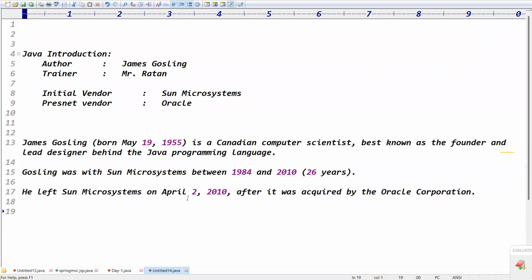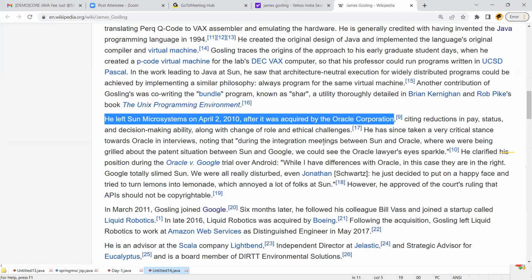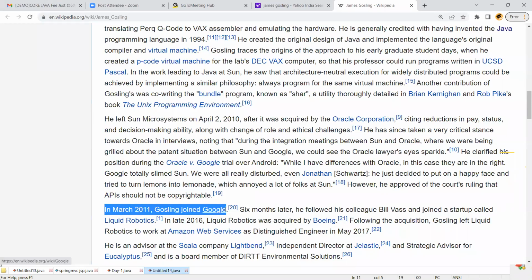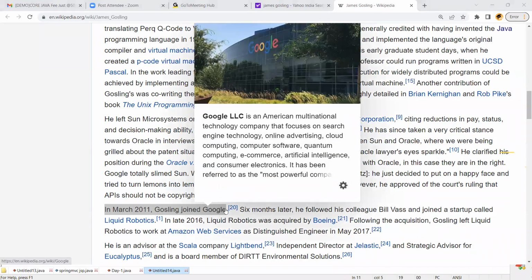In 2010, Sun Microsystems was acquired by Oracle Corporation. From 2010 onwards, the Java product is from which company? The present vendor, Oracle Corporation, right? The initial vendor and the present vendor. Very valuable information. In March 2011, James Gosling joined Google.